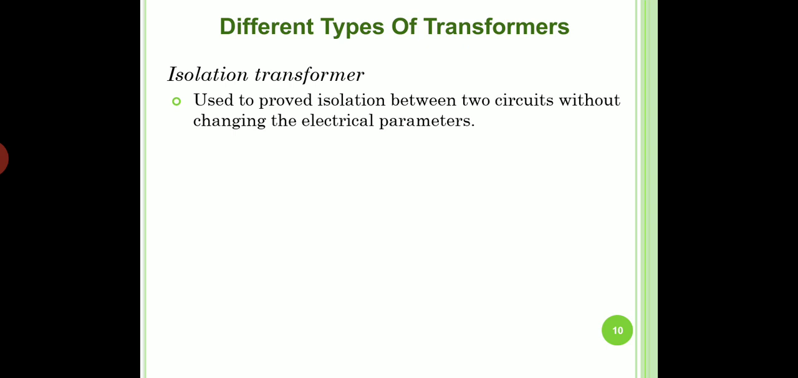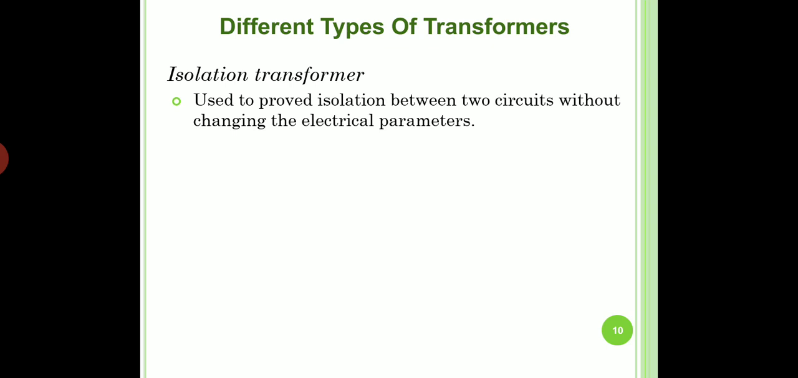So they are used to provide isolation between two circuits without changing the electrical parameters of the signal. The electrical parameters of the signal will hold good, and the signal from one side of the circuit, that is the primary, will be perfectly transmitted to the secondary side of the circuit, which is connected to the secondary winding. Well, it depends on the application.